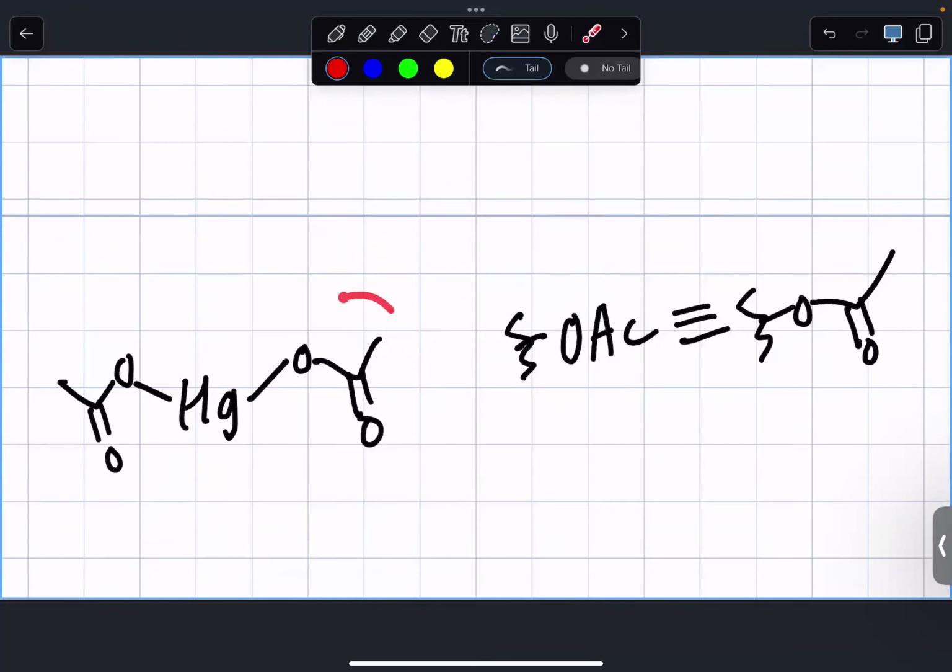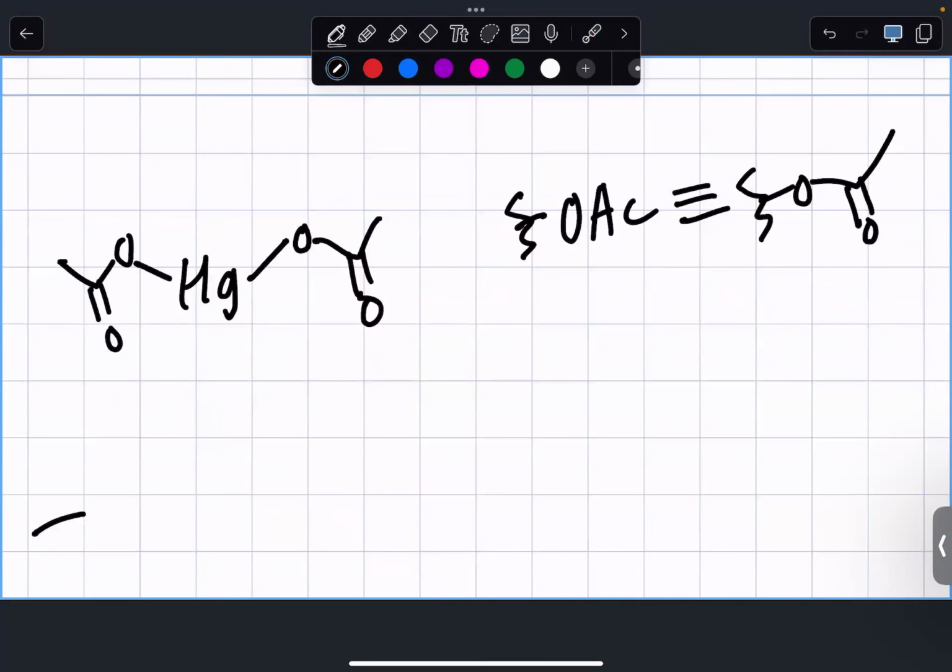This OAc here is a really good leaving group because when it leaves, it will leave with a negative charge. And this negative charge on that oxygen is really stable because of resonance. This negative charge here can do resonance with a carbonyl. And if it's really stable, it's a really good leaving group.